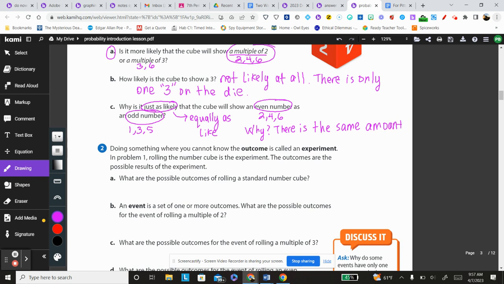There is the same amount of even and odd numbers, guys. Okay, they're the same, so they are equally as likely to happen, okay? There are 3 even and there are 3 odd. Everybody get it?